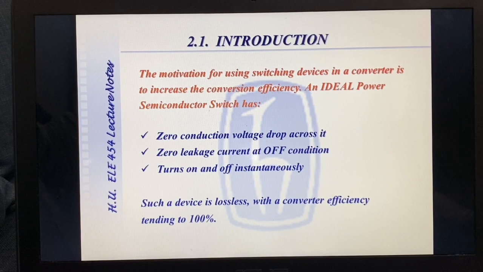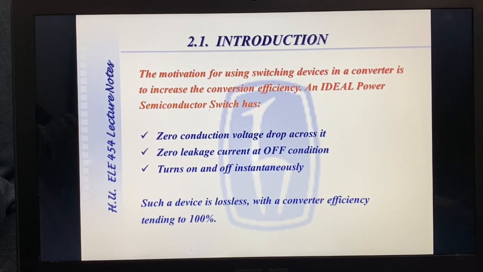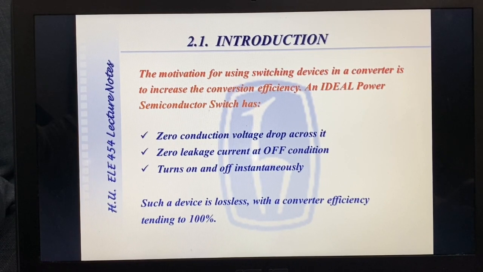The motivation for using switching devices in a power converter is to increase the conversion efficiency. An ideal power semiconductor switch has zero conduction voltage drop during on state, zero leakage current at off condition, and turns on and off instantaneously during switching. Such a device is lossless, with a converter efficiency going to 100%.